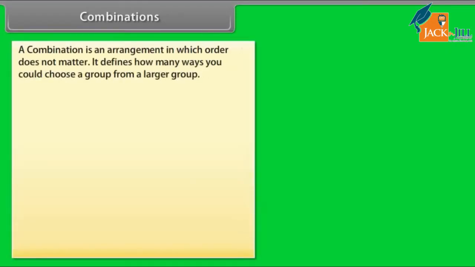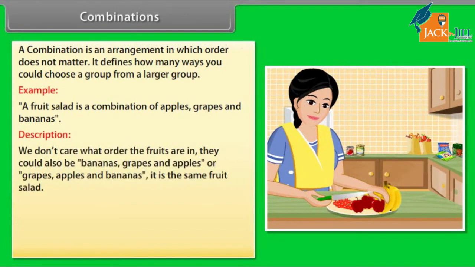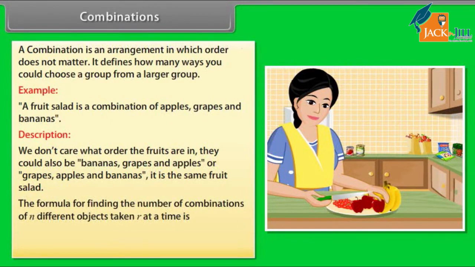Combinations: a combination is an arrangement in which order does not matter. It defines how many ways you could choose a group from a larger group. Consider the example. A fruit salad is a combination of apples, grapes and bananas. We don't care what order the fruits are in. They could also be bananas, grapes and apples, or grapes, apples and bananas. It is the same fruit salad. The formula for finding the number of combinations of n different objects taken r at a time is nCr is equal to n factorial by (n minus r) factorial into r factorial.